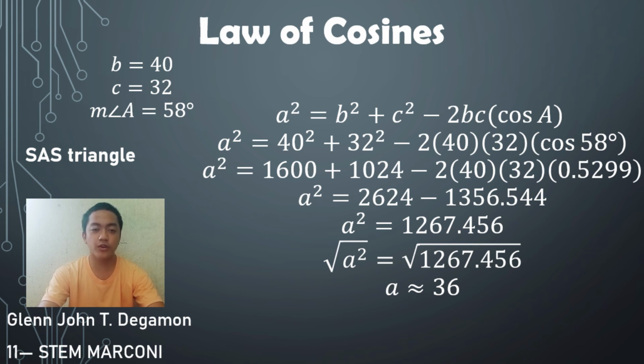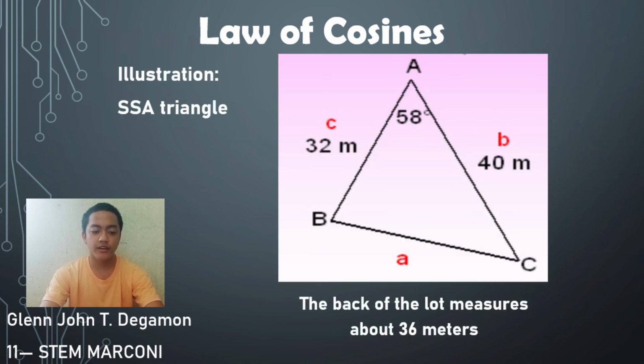So simplify the right side of the equation. This will be a squared is equal to 1,267.456. So get the square root of both sides of the equation. This will be square root of a squared is equal to square root of 1,267.456. To the nearest meter, this will be a approximately equal to 36 meters. So the back of the lot measures 36 meters.